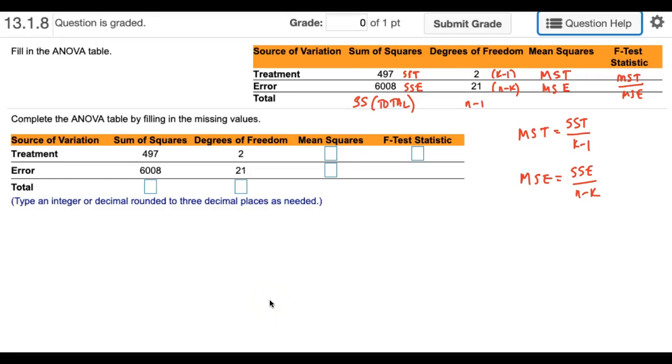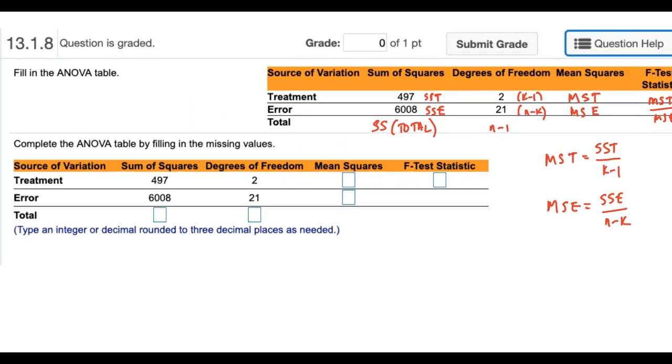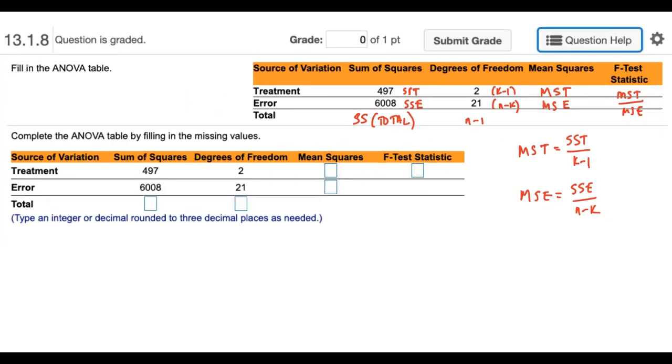For 13.1.8, we're looking at completing an ANOVA table, but not using StatCrunch. This is kind of where the data comes from, but normally we would use StatCrunch to do the calculations, but this just helps us see where the numbers come from.